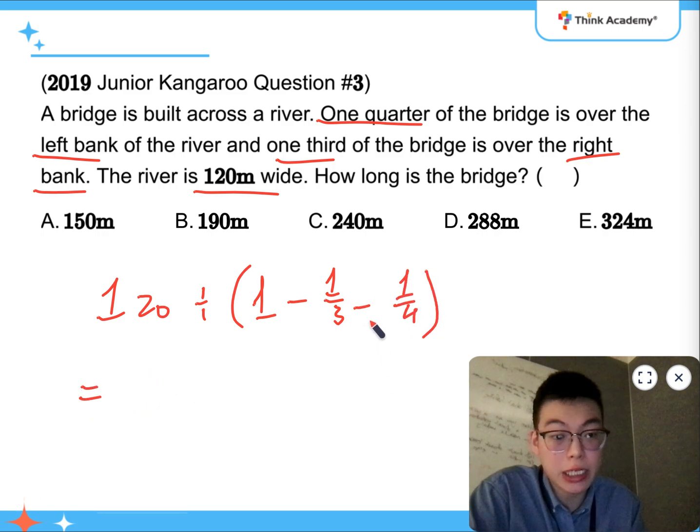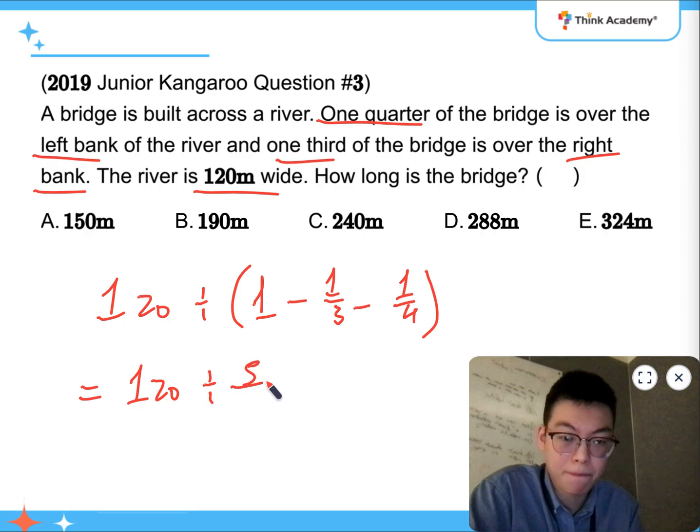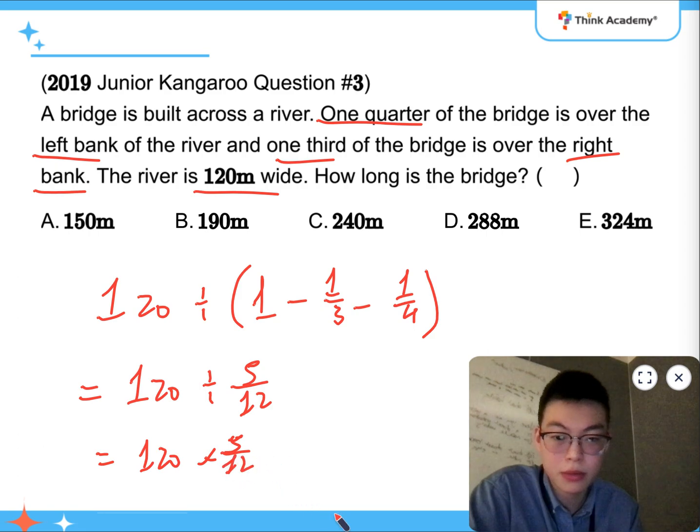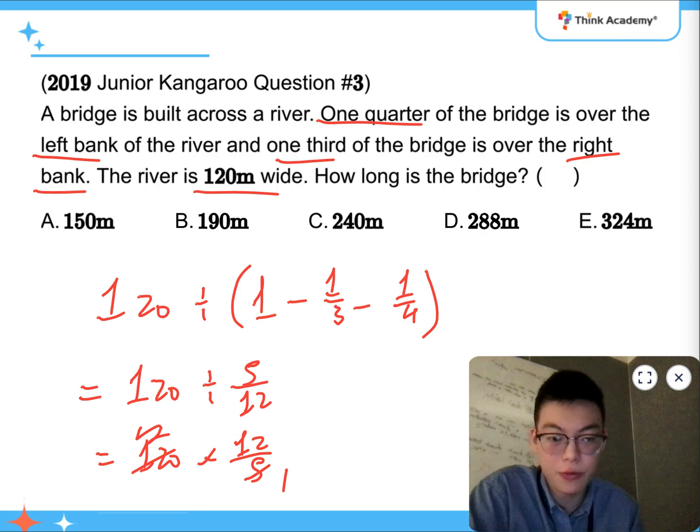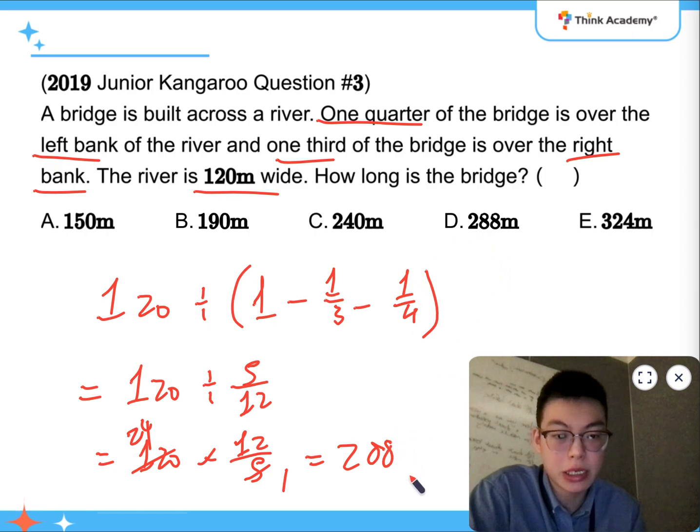So after finding the common denominator 12, you can see that it's 4 twelfths and 3 twelfths. So 1 taking 4 and 3 away, which is like 12 twelfths, taking 4 and 3 of twelfths away, that's going to be 5 twelfths. Which means that it is 120 times 12 over 5, which is 24 times 12, which is 288. All right, 288 meters.